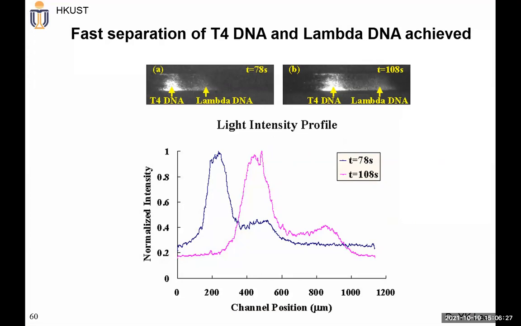We can do this kind of separation of at least two big DNA molecules, T4 DNA and lambda DNA. Do you know how large? Lambda DNA is 48 kilobase pairs. T4 DNA is like 100 kilobase pairs. It's a very large, long-chain DNA molecule. So we demonstrate with this kind of microfluidic channel with a micrometer array, we can do separation in around, I think, 100 or 1 second. Okay.